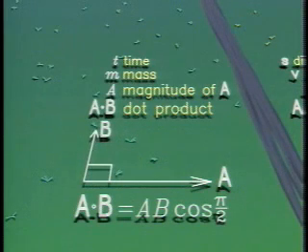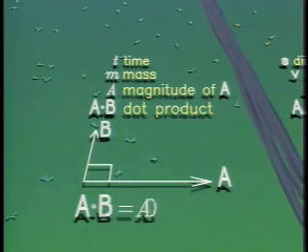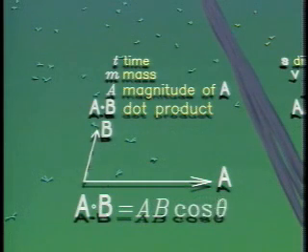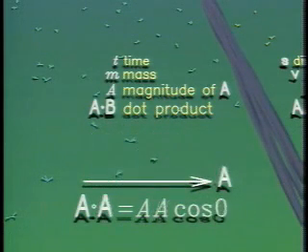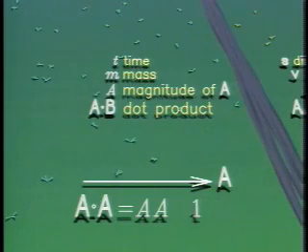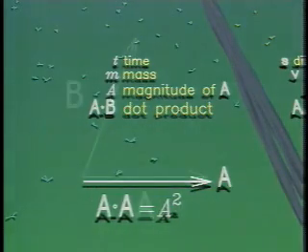If A and B are perpendicular, their dot product is 0. And the dot product of a vector with itself is just the square of its length.